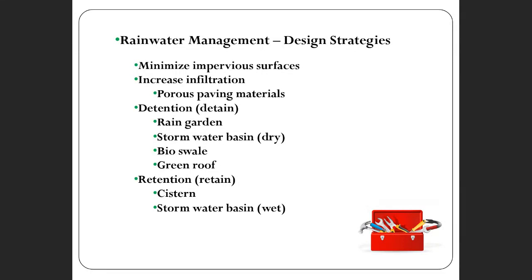So again, what are some of the design strategies for rainwater management? This is largely a review from last week. We want to minimize impervious surfaces and increase infiltration. We looked at porous paving materials as one way of doing that, or porous walkways. We want to detain that stormwater with a rain garden, or a dry stormwater basin, a bioswale, or a green roof. Again, next to the H building, when we walked around, we saw the rain garden. That's a stormwater or rainwater management or detention strategy.